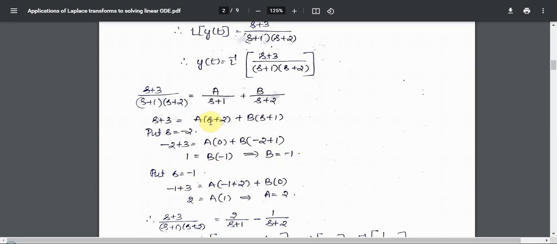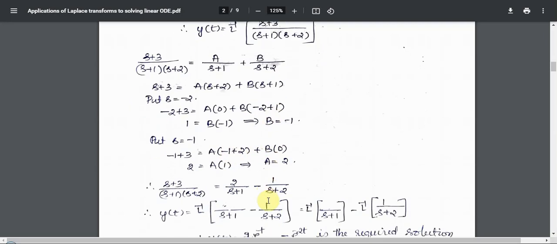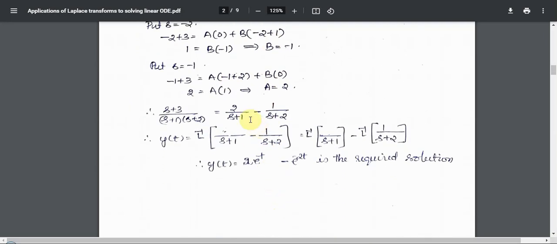First, I should make the coefficient of a 0, then I should make the coefficient of b 0. To make the coefficient of a 0, I should put s is equal to minus 2. To make the coefficient of b 0, I should put s is equal to minus 1. So that I will get my values of a and b. Substitute for a and b, therefore by partial fractions, this is the reduction. A is put as 2 and b is taken as minus 1.